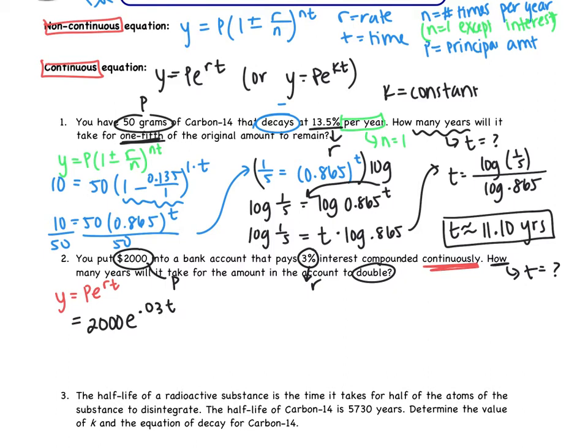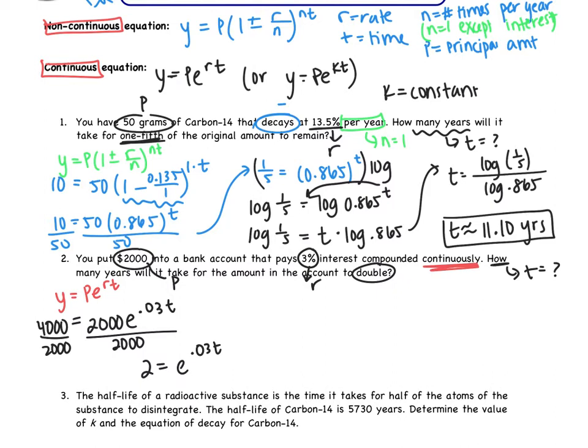Now again, like the last example, we can only have one unknown. So if we're looking for T, we have to know what Y is. Y is the balance or the amount after a certain time. We're looking for our account to double. So if we put 2,000 in initially, when we double, we'll have 4,000 in the account. Okay, so I'm going to divide by 2,000. I get 2 equals E to the 0.03 T.